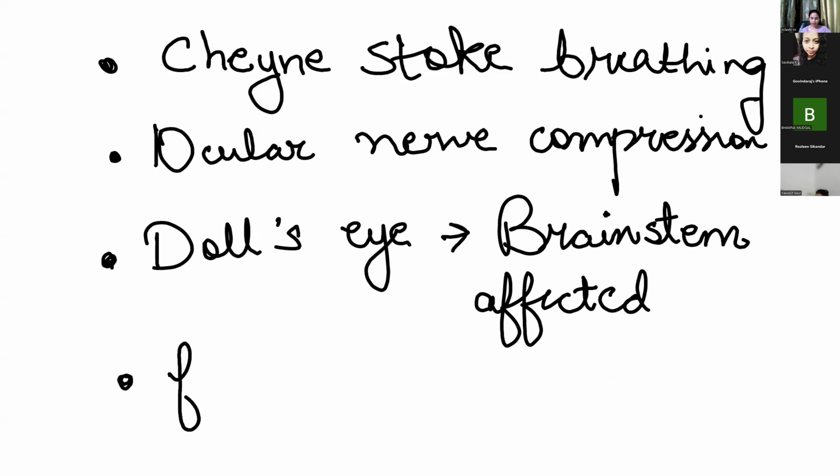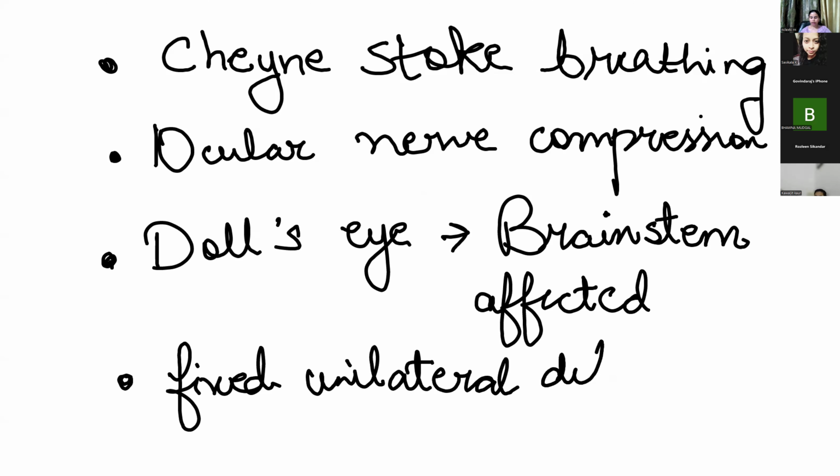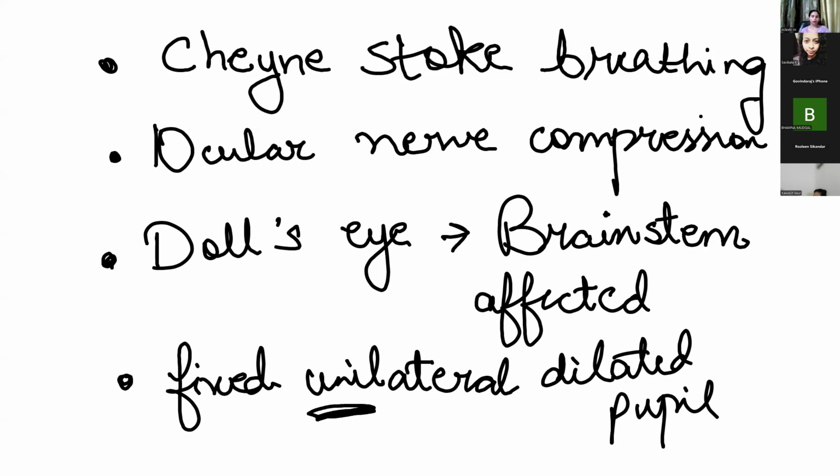Then there is a fixed, unilateral, dilated pupil, which means the pupil of the patient with increased ICP will be dilated, but in only one eye, which means unilateral. Okay, done. Any doubt?